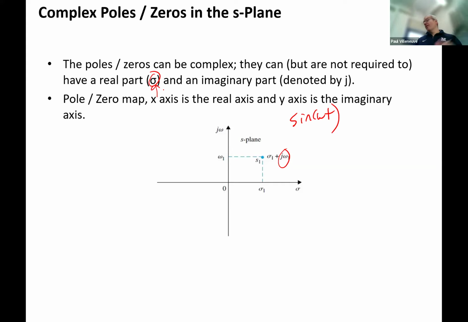Because poles and zeros can have real parts and imaginary parts, my axis has to be real and imaginary. So I have my sigma axis, which is my real axis, and my j omega axis, which is my complex axis. And for convenience, even in circuits classes and all this stuff, we always say this is the real axis and this is the complex axis. We always represent the x-axis as the real axis and the y-axis as the complex axis.